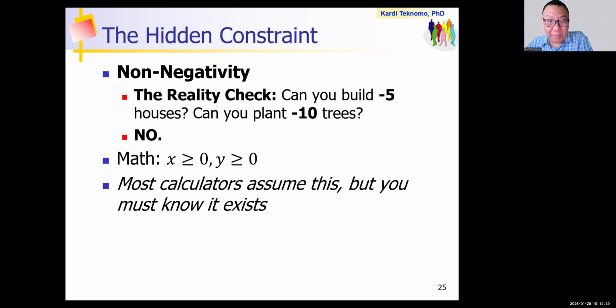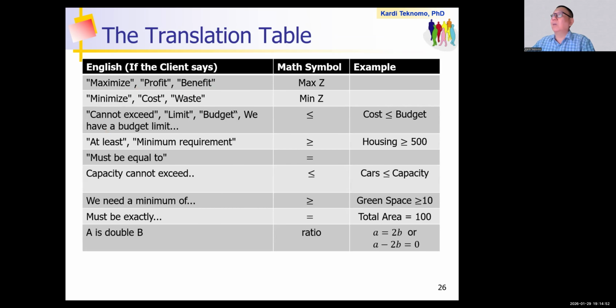Okay, as the summary of the jargon, remember this in English. If your client says, I want to maximize the profit or benefit, then you maximize Z, the objective function. Or you want to minimize the cost, or minimize the waste, so you minimize the objective function. In the constraint, if you cannot exceed, or limit the budget, then you use less than or equal. An example is cost is less than the budget.